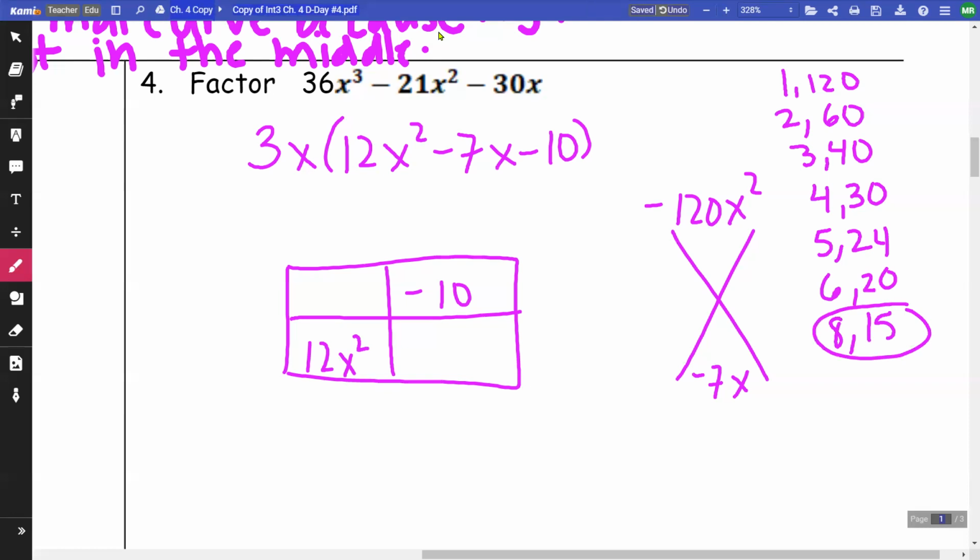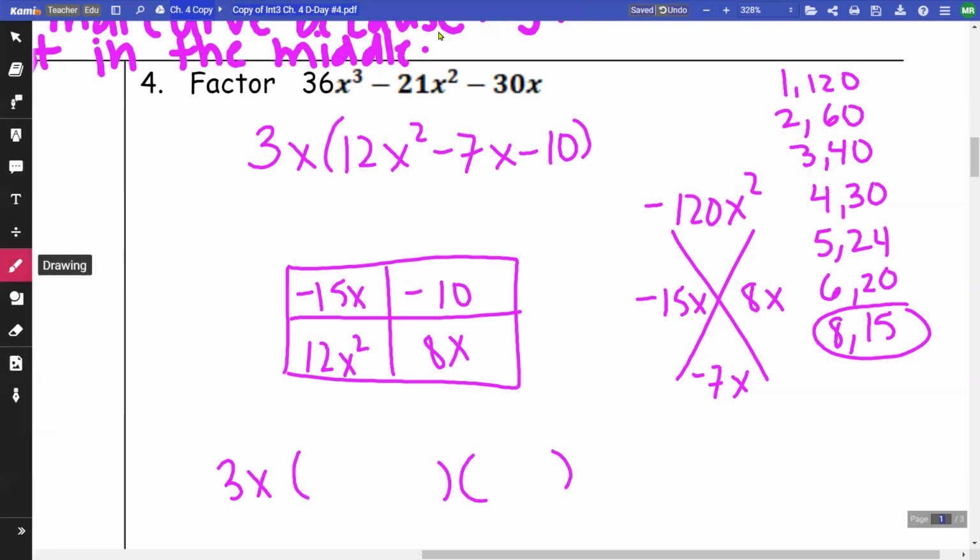So sometimes if you're stuck trying to think about it, go through a systematic way of doing it, where I go 1, 2, 3, 4, and do all the ones that go into it. Because the first one I thought of obviously was 10 and 12, but that's not going to get a 7 for me. So I just went through a list. So it's going to be a negative 15x and an 8x. So negative 15x and 8x. And don't forget that our final answer will have a 3x in front of it.